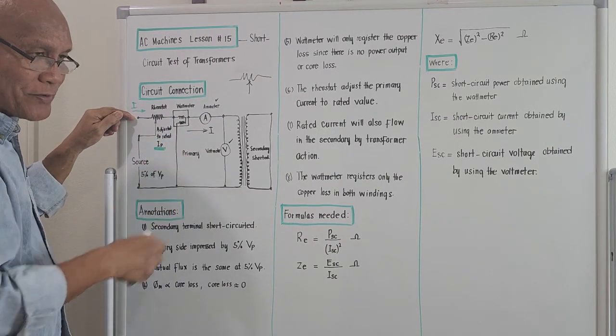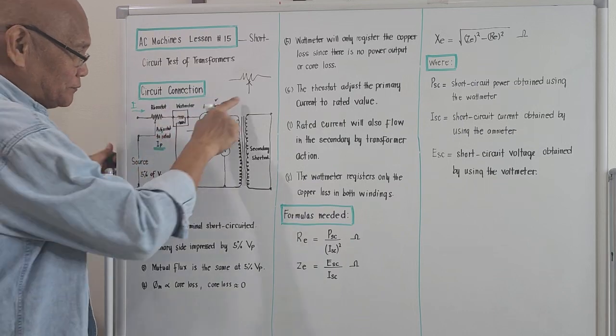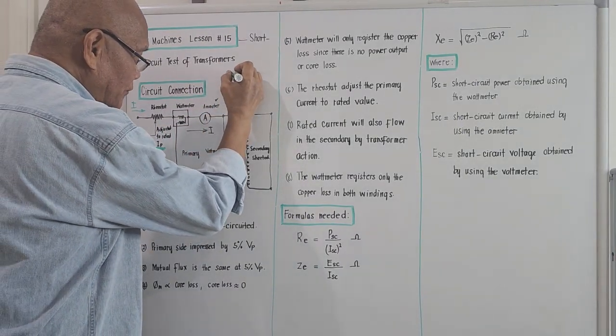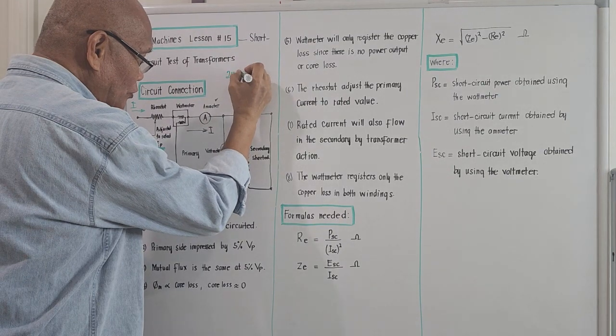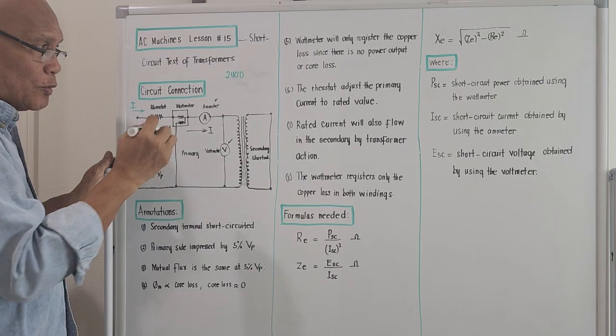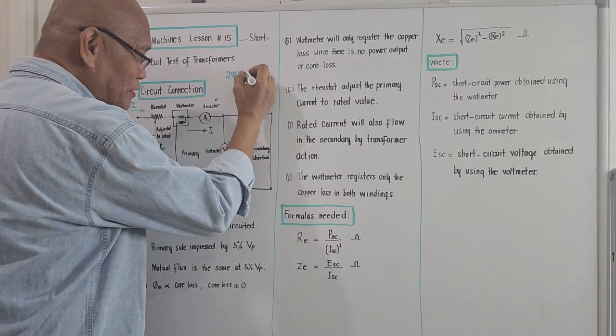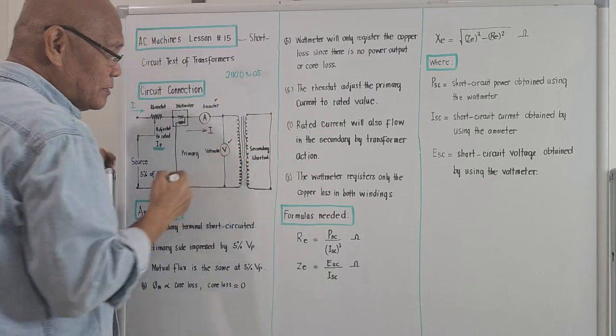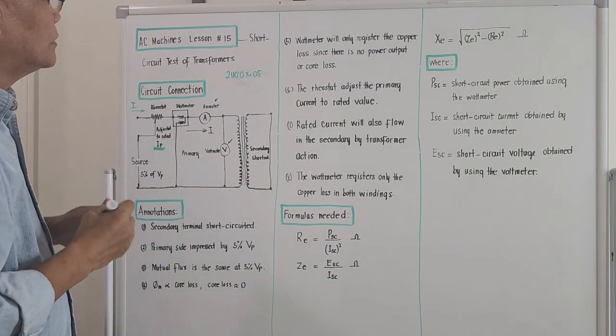How come you know it's 5%? Supposing the primary voltage is 2400, right? And you want 5% of that one. 5% is actually 0.05, right? So how much is that one?